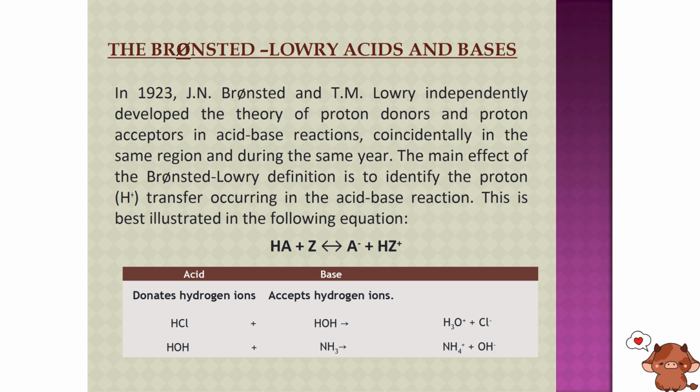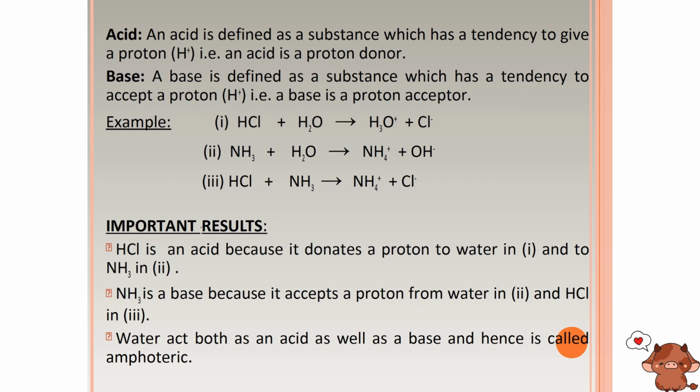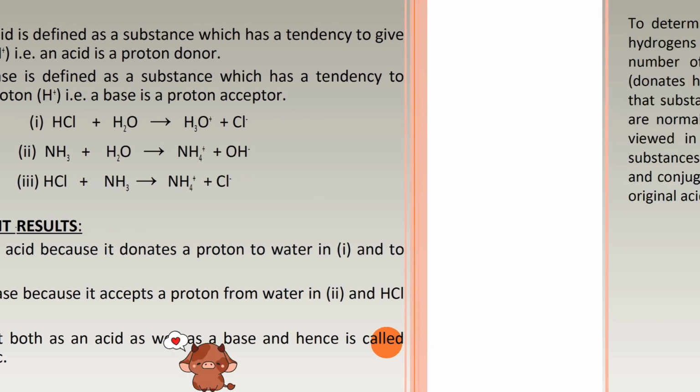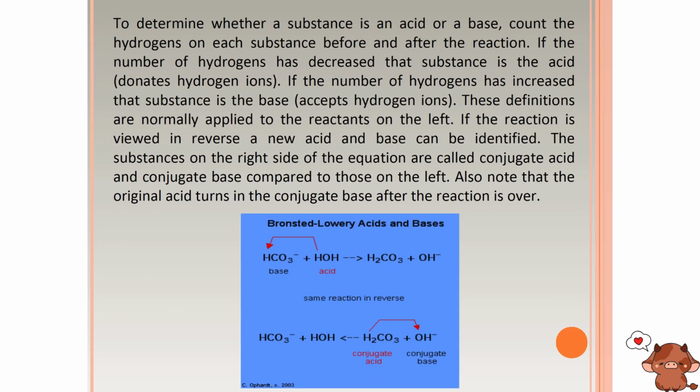The reaction is shown as HA plus B, equilibrium arrow, A⁻ plus HB⁺. Examples: HCl donates a proton to water. Water donates a proton to ammonia. HCl donates a proton to ammonia. So an acid is a proton donor and a base is a proton acceptor. Important results: HCl is an acid because it donates a proton. Nitrogen trihydride is a base because it accepts a proton. Water acts as both an acid and a base. It's amphoteric.